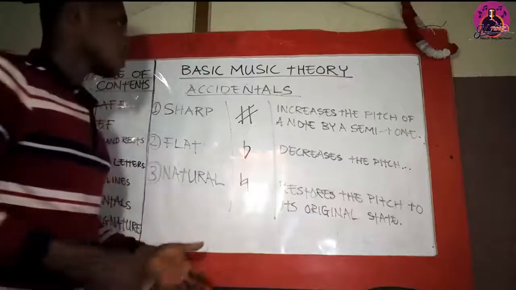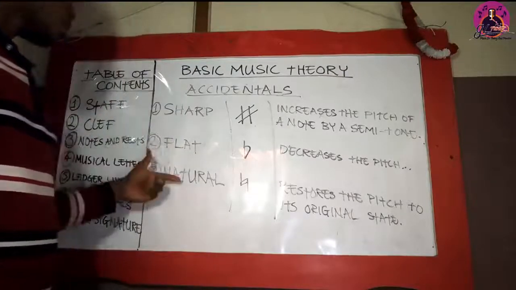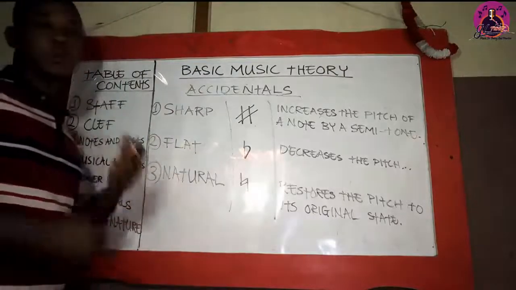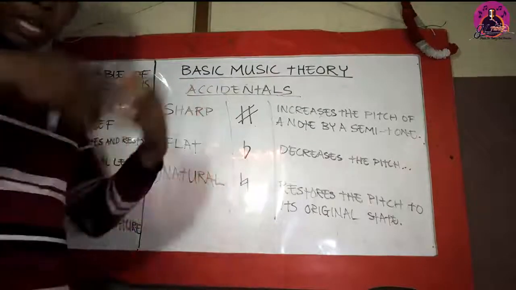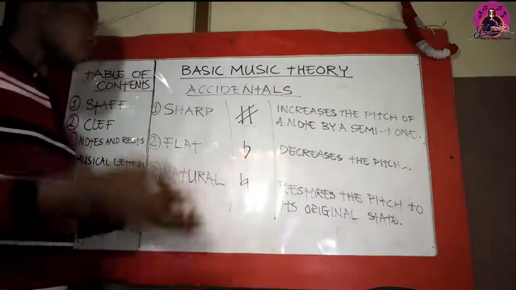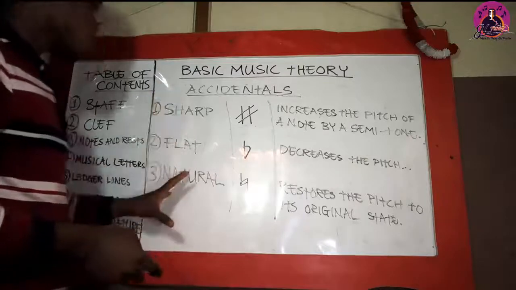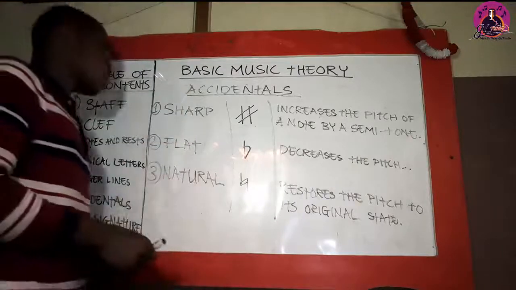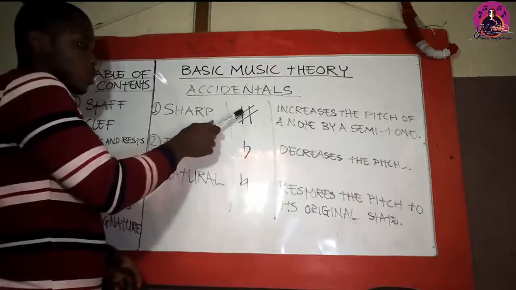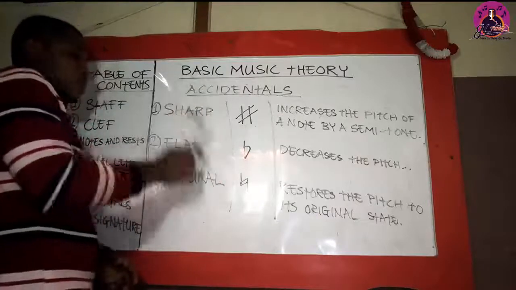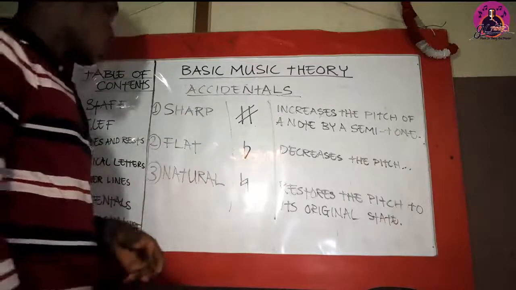Okay, so accidental, we have the sharp, the flat, the natural, accidental. There are about 3 majorly, although there are more than 3. Like we have double sharp, we have double flat, and so on. But we are going to make use of these 3 majorly. So these are the symbols. This is a symbol of the sharp, the symbol for the flat, and the symbol for the natural accidental.